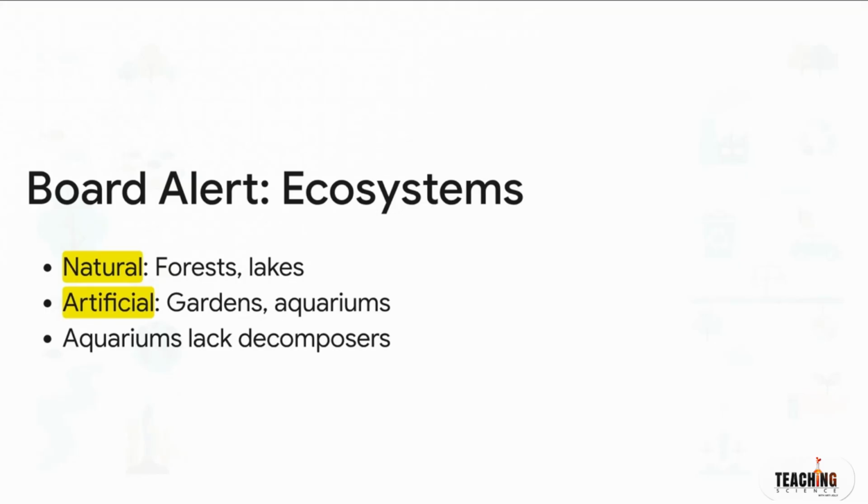Now, pay super close attention here because this is a major board alert. Ecosystems can be natural, like forests and lakes, or human-made and artificial, like gardens and aquariums. And the board absolutely loves to ask this specific question. Why do human-made ecosystems, like aquariums, need regular manual cleaning while ponds don't?